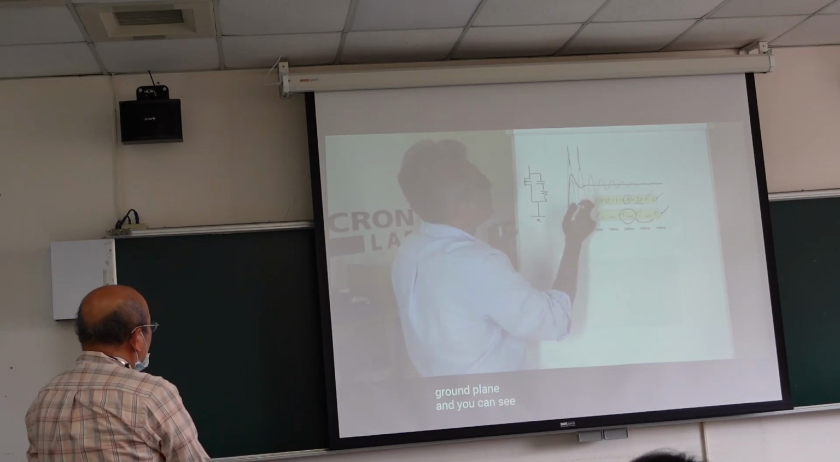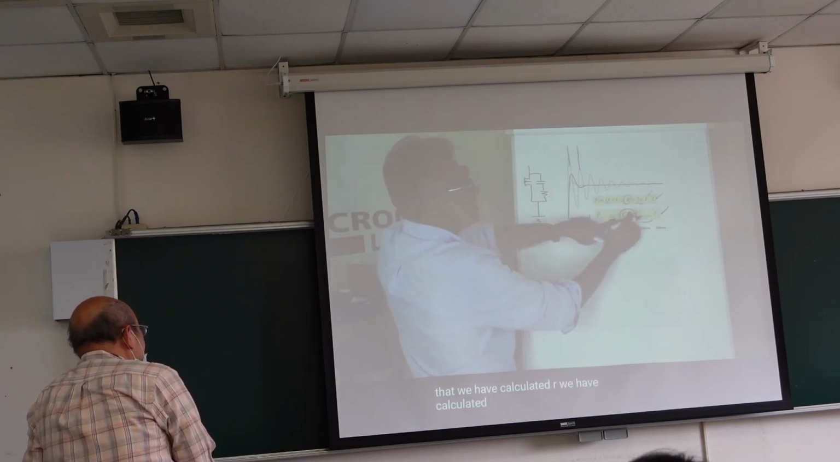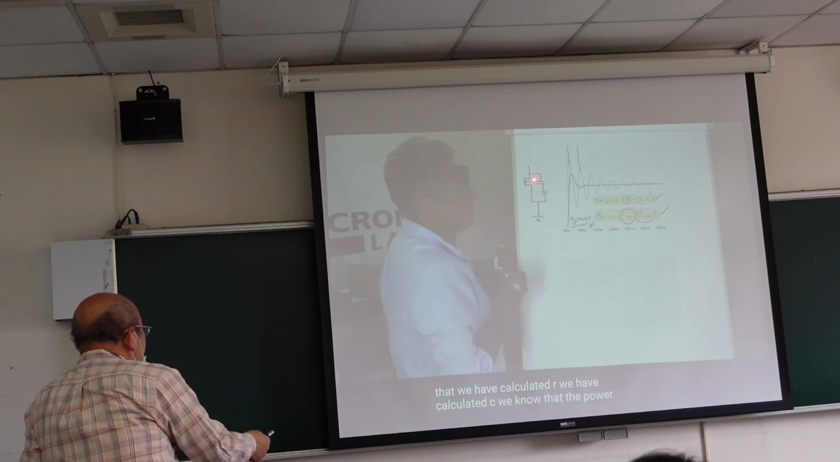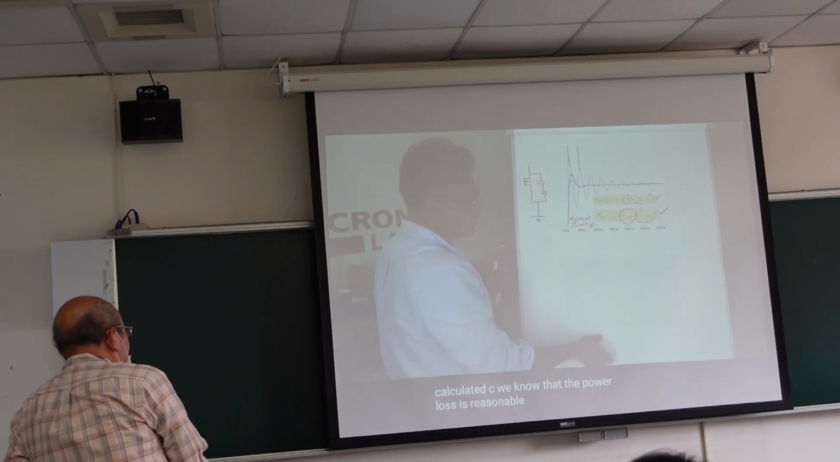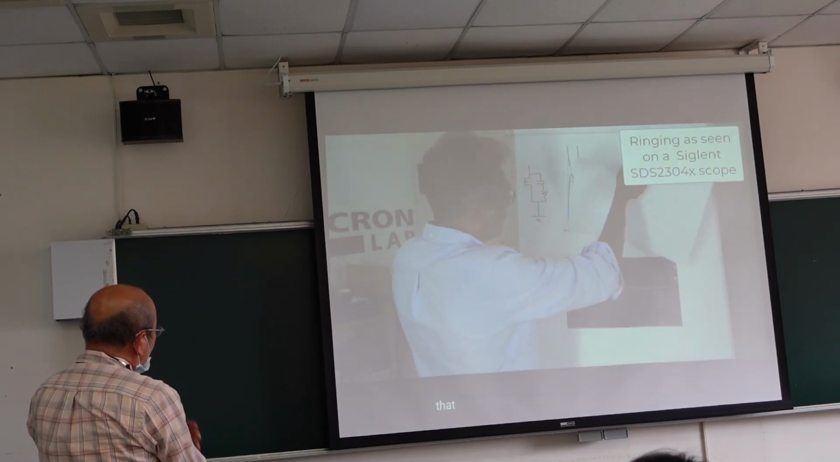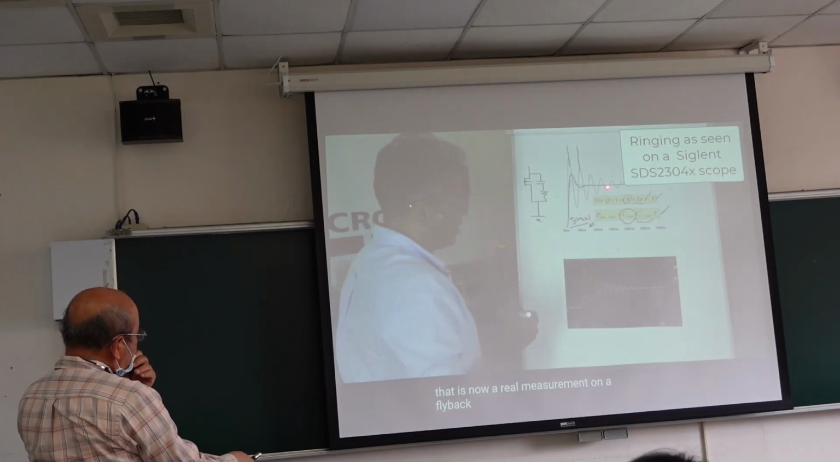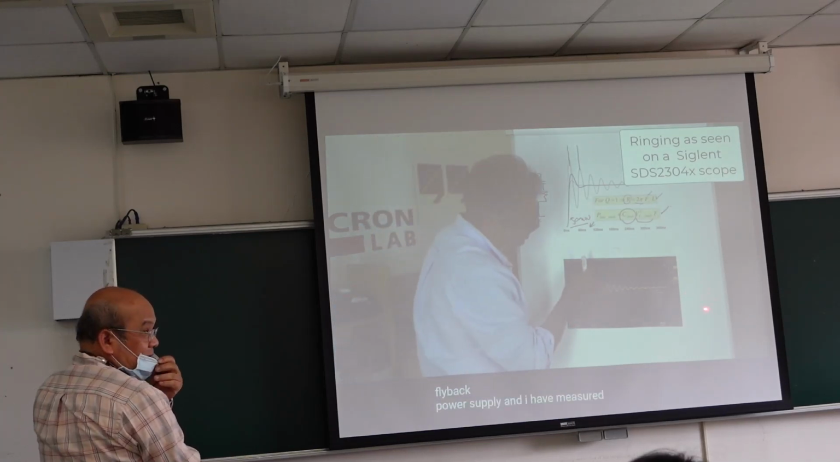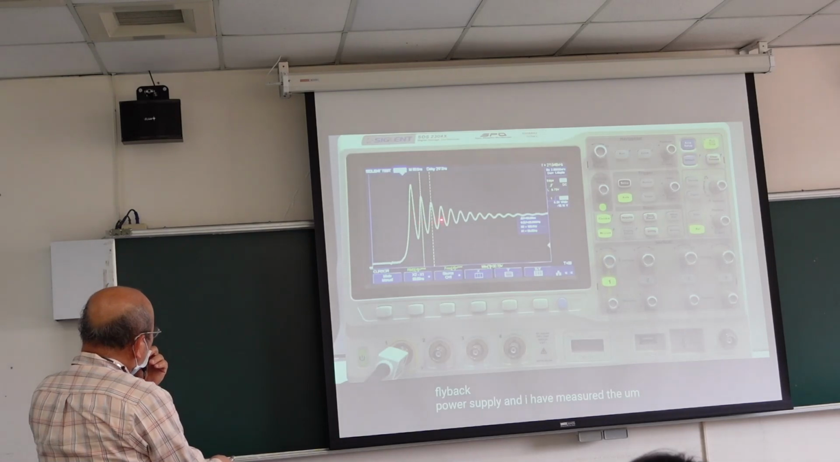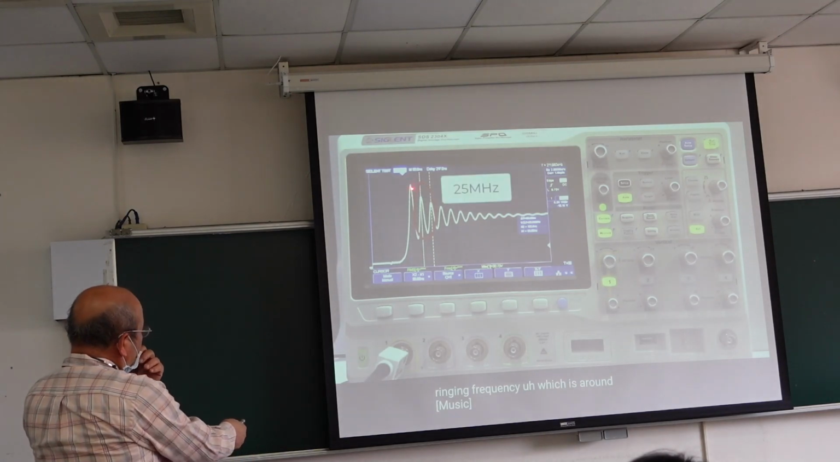And you can see that we have calculated R, we have calculated C, and we know that the power loss is reasonable. So if you look at the green trace, that is a real measurement. This is a flyback measurement without the snubber, and it is not good because it could damage your switch. If this is 100, this could be 300.